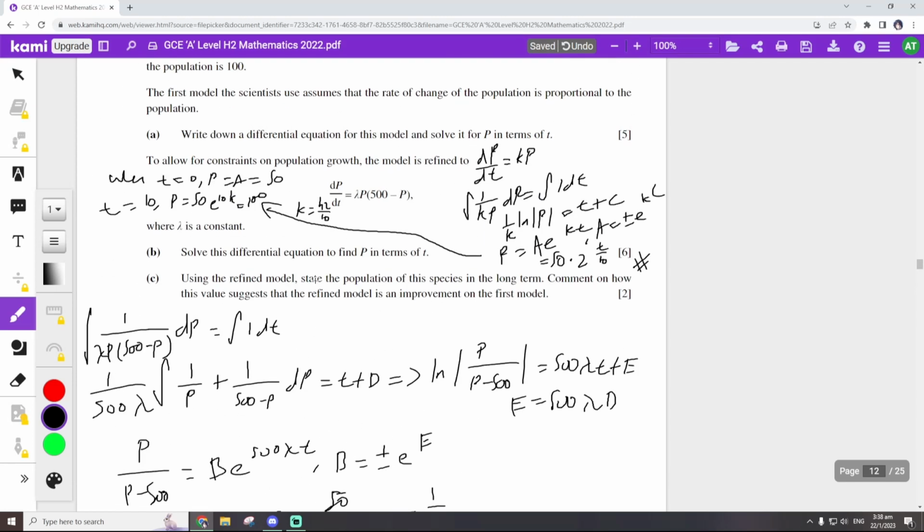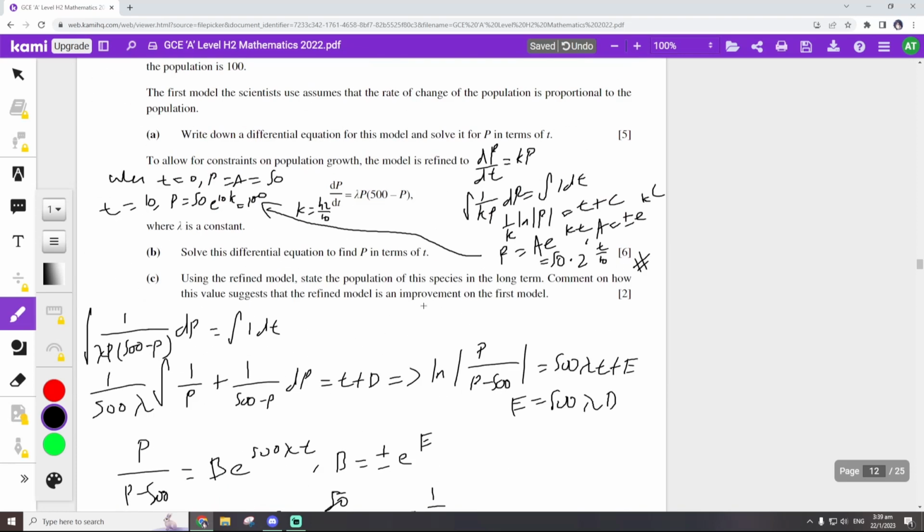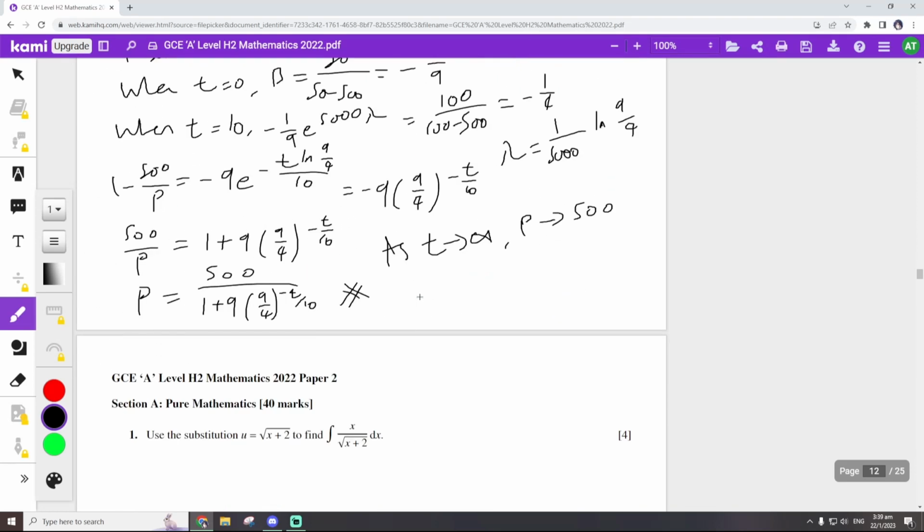Using the refined model, state the population of the species in the long term. So as t tends to infinity, obviously p tends to 500, because this term tends to 0, so you just get 500 divided by 1, which is 500. Okay, how is this an improvement on the first model?